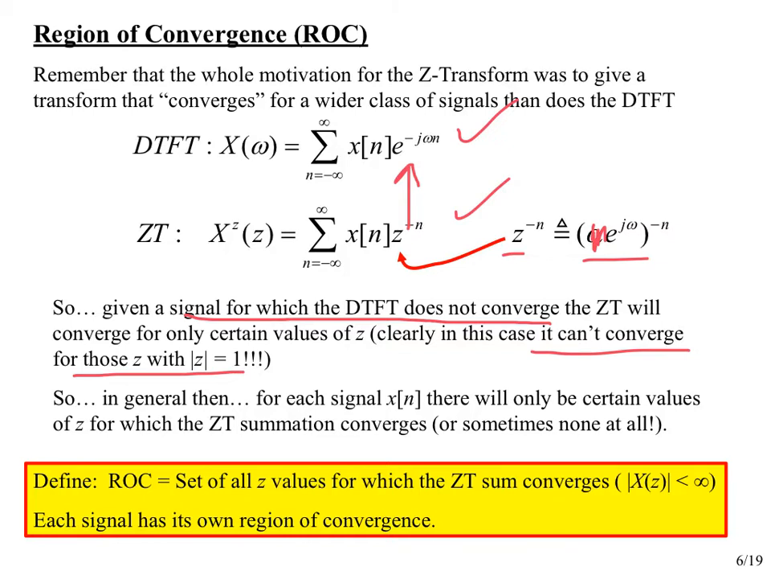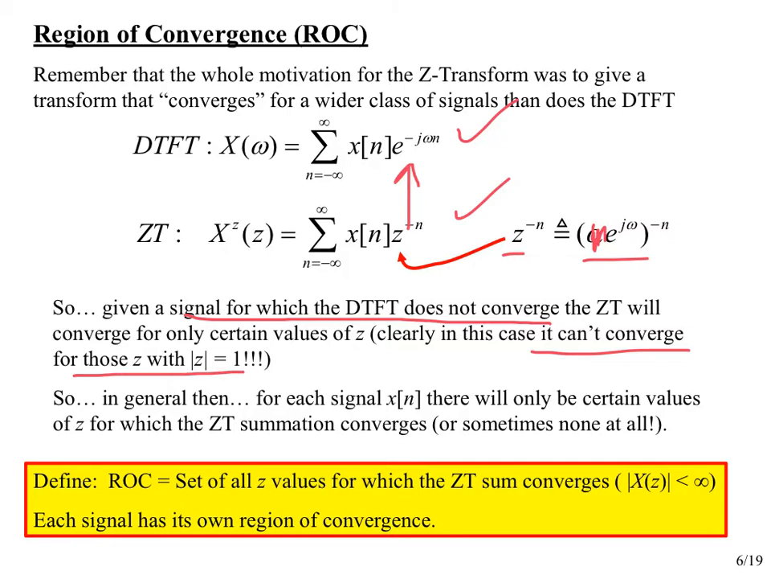But sometimes there's none at all. We're hoping that we're talking about a signal for which there is at least some set of z. Otherwise, the Z transform will be a useless tool for us in that case. And at this point, we'd kind of be out of luck. We wouldn't be able to handle that.